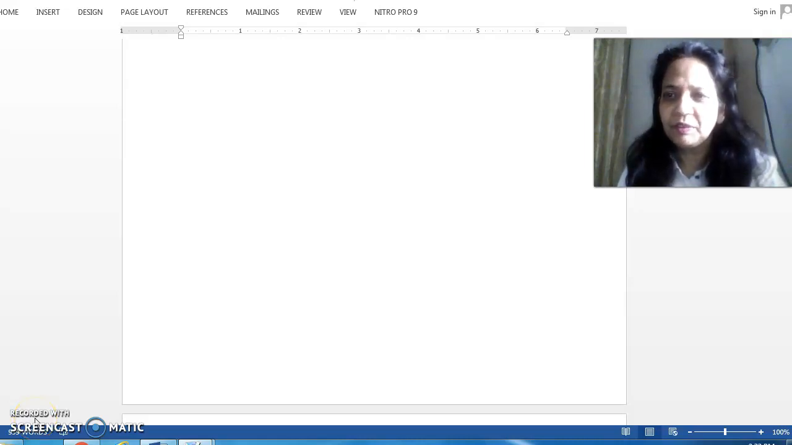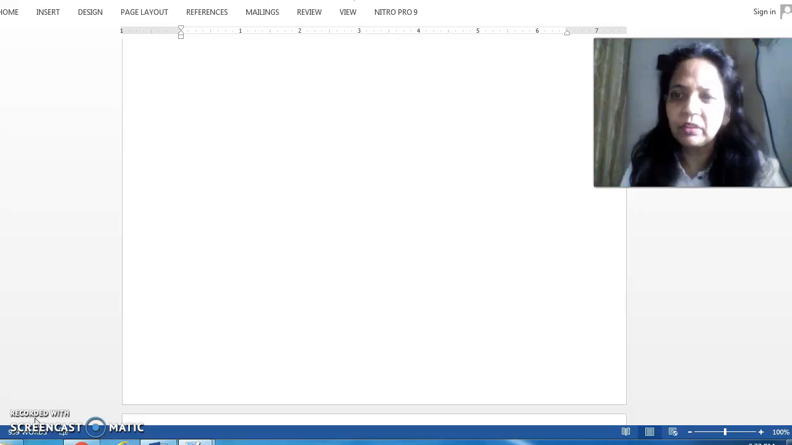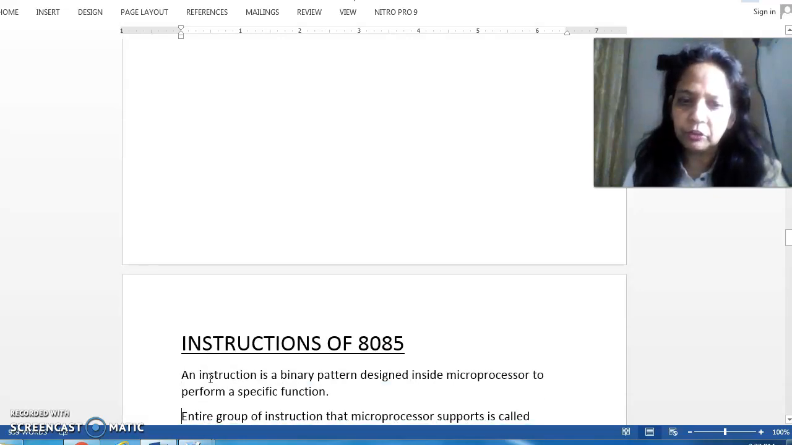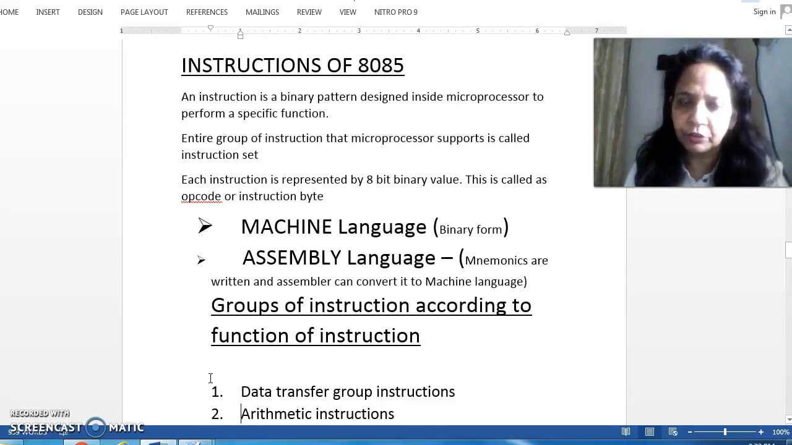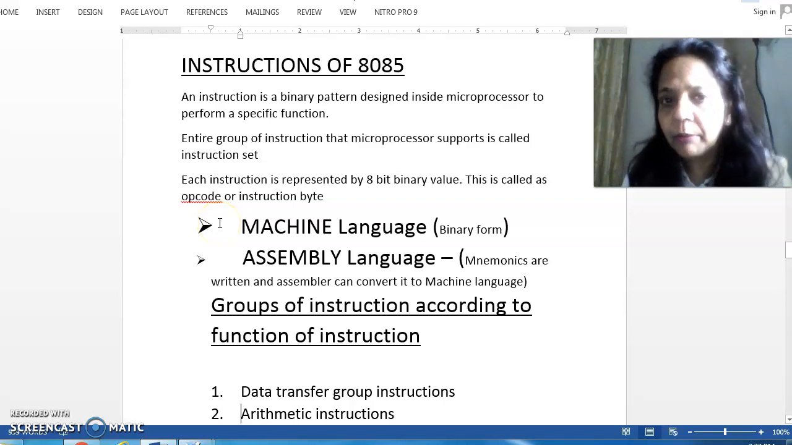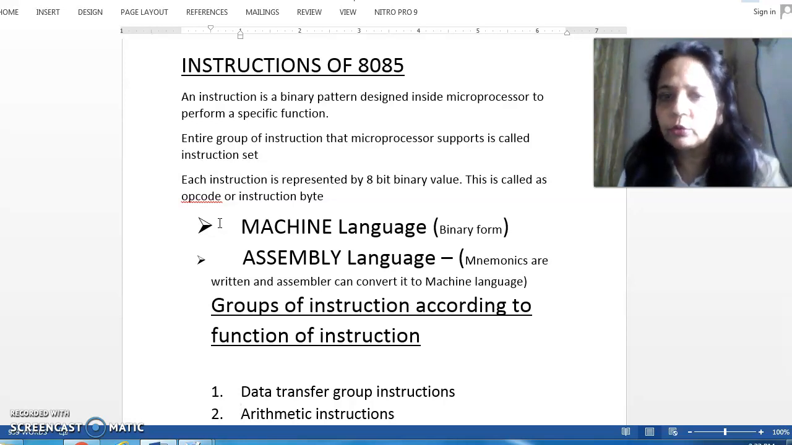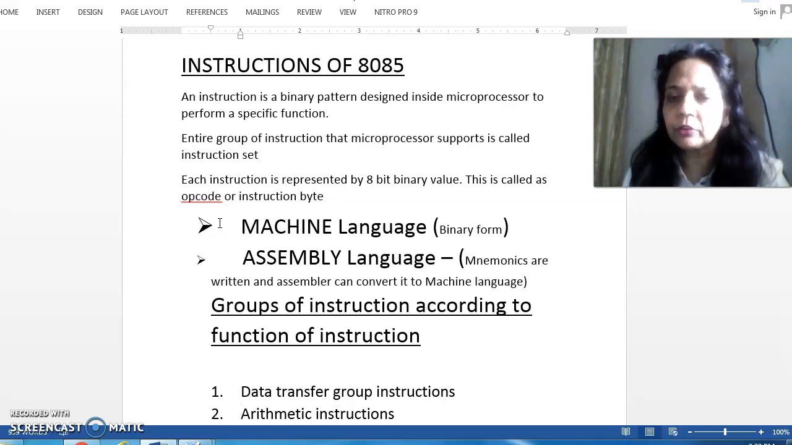Good afternoon. We will be starting the next session about the instructions of 8085 microprocessor. Now, what do you mean by the instructions of 8085 microprocessor? The instruction is a binary pattern which is designed inside the microprocessor to perform a specific function. What is an instruction? It is a binary pattern. Binary means zeros and ones pattern, which is mainly used by the microprocessor in order to do a specific function.